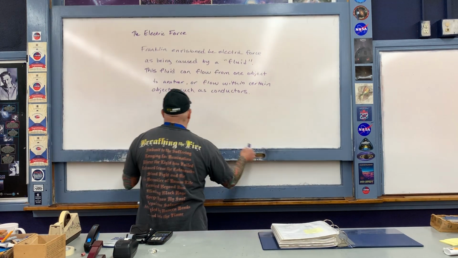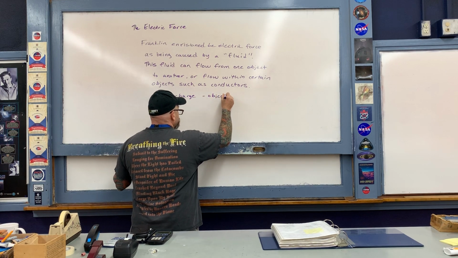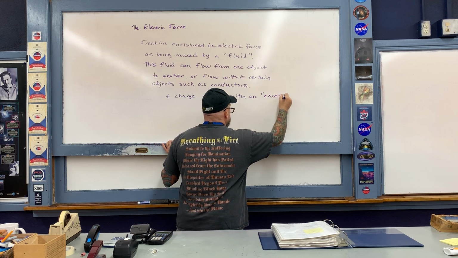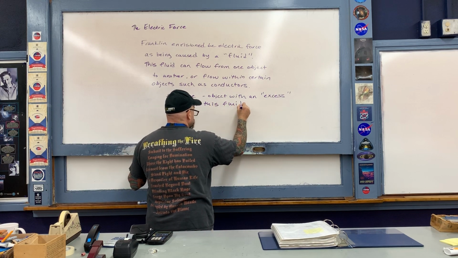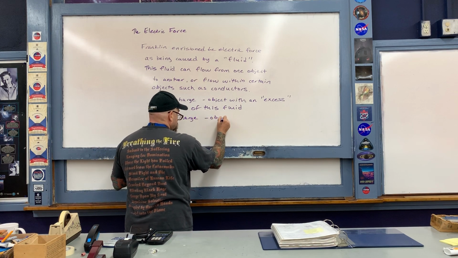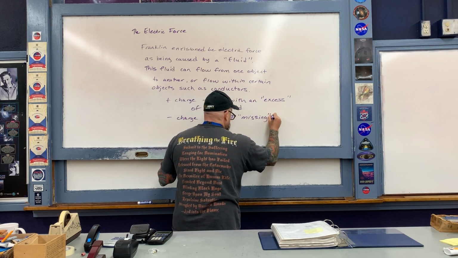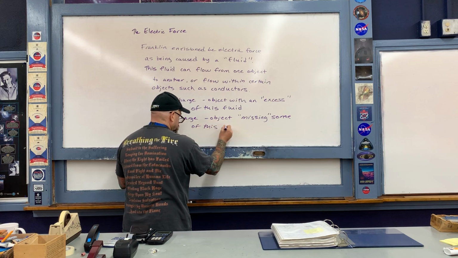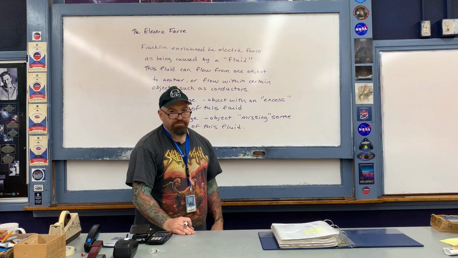So positively charged is an object with an excess of this fluid, and negatively charged is an object missing some of this fluid. And we still use these terms today.